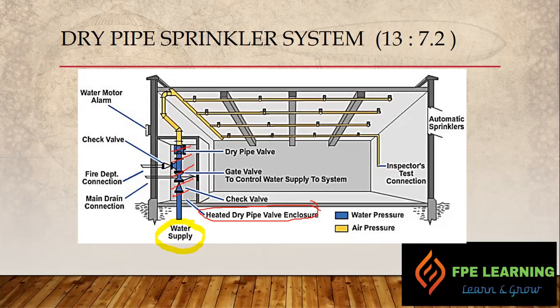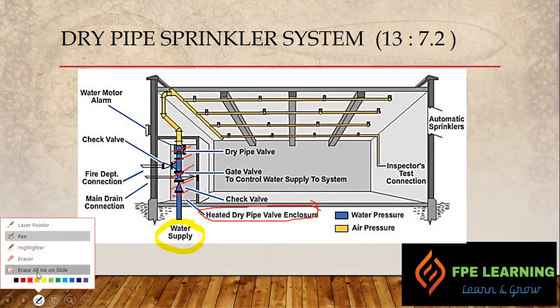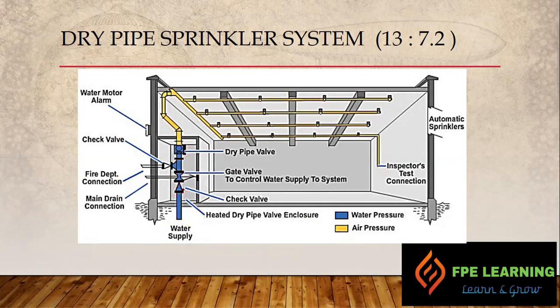If that is exposed to the atmosphere, it will freeze, causing an obstruction in the piping like ice, and there will be no flow. So this area should be a total heated enclosure to avoid any kind of freezing. And then we have a gate valve here, which is for isolation purposes. We will come to the supervision requirements in a while.